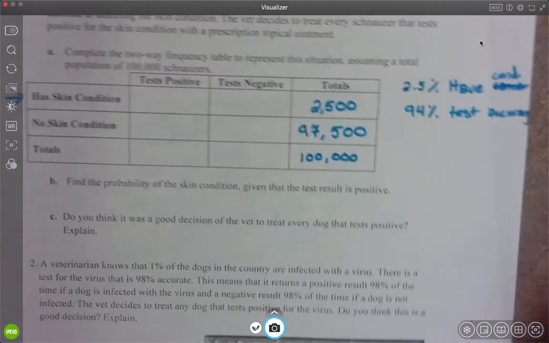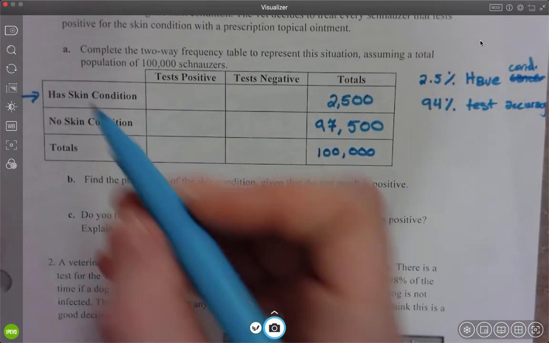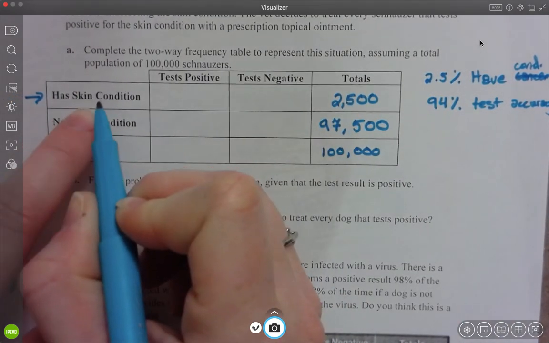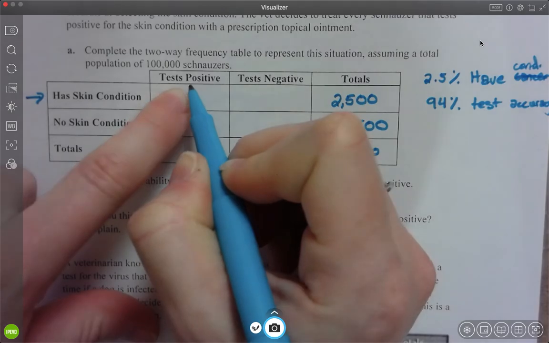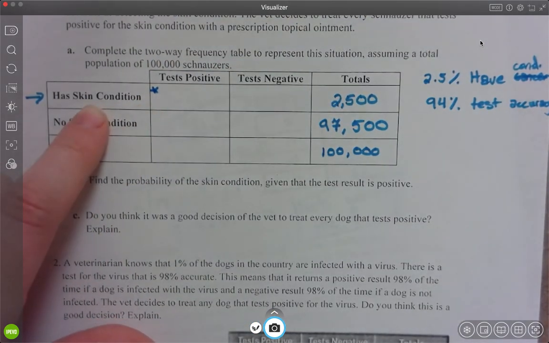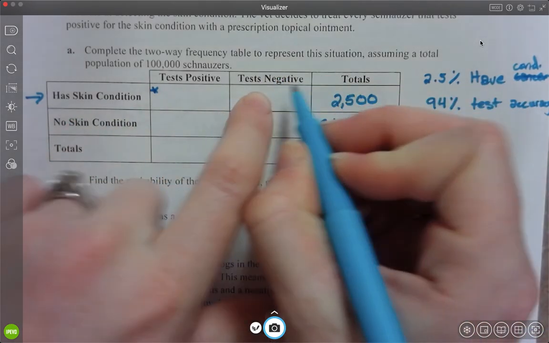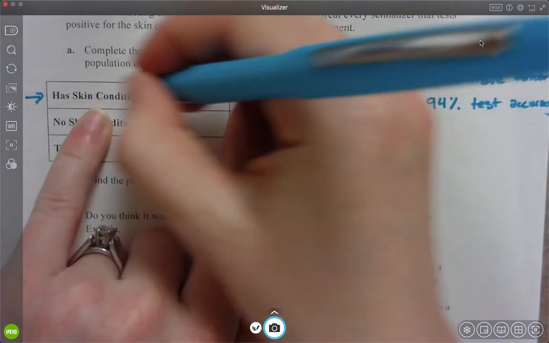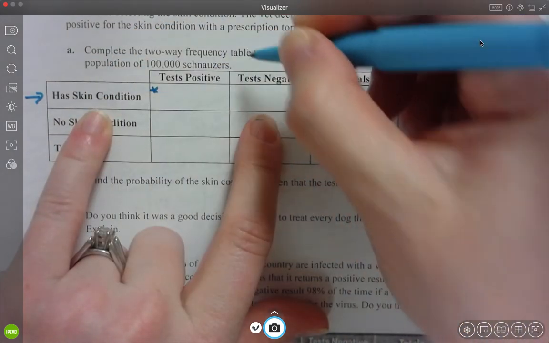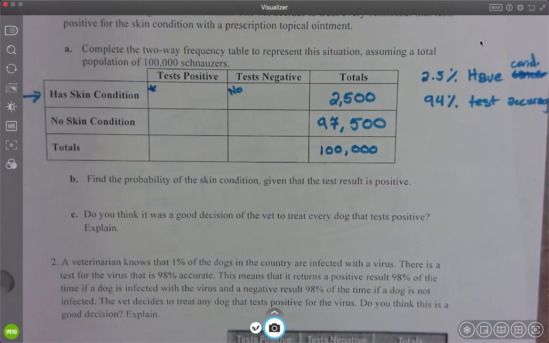Now, the test is 94% accurate, and what that means is 94% of the time it's going to tell me the truth. So if my dog has the skin condition, they should test positive for it, right? I'm going to put a little star in this box. They should not test negative when they have the skin condition. So reading this box and looking at this column, this should not happen. This is a no.